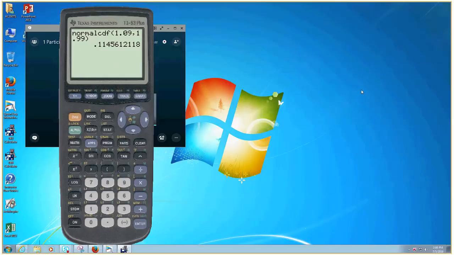I get a negative. Mine was a screen reflect over. You have to type it in. Some of them are a little bit more advanced. Normal CDF, 1.09, comma, 1.99. I think it's because I put 1.99, comma, 1.09. They gave me negative. Don't put it in backwards. Read from left to right. Which one's the lowest? 1.09.